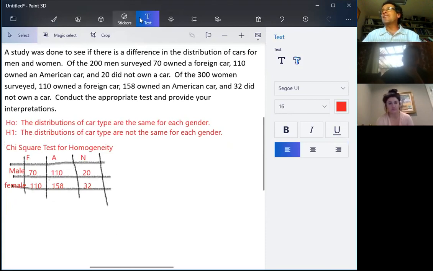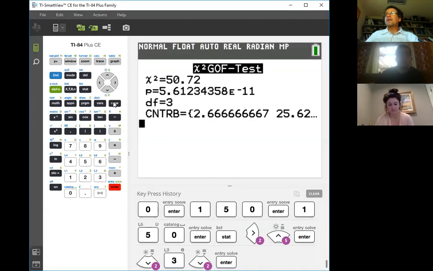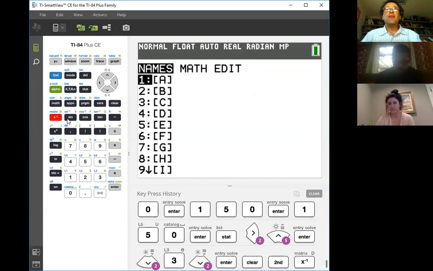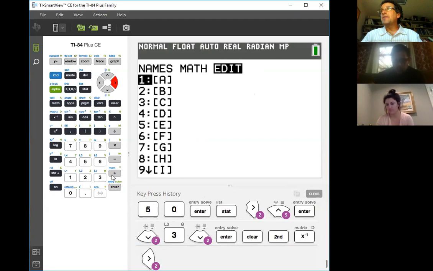Okay, so we're going to go to the calculator now. Let me go grab it. Let's just clear what we had. Now I'm not going to go to stat. This is actually very different than anything you've seen before in this class. We're not going to enter these into L1 and L2. We're actually going to enter it into what's called a matrix. Second matrix. Any questions on that? And then go to edit and enter.